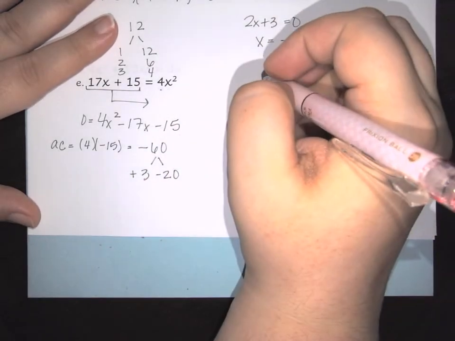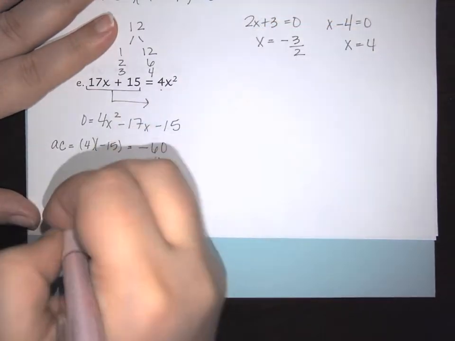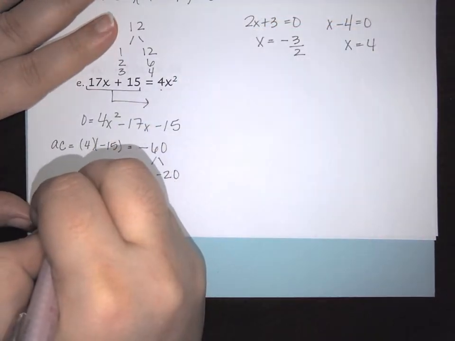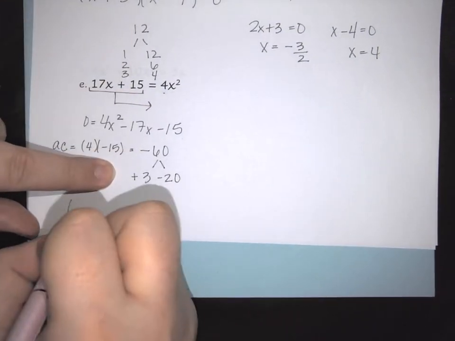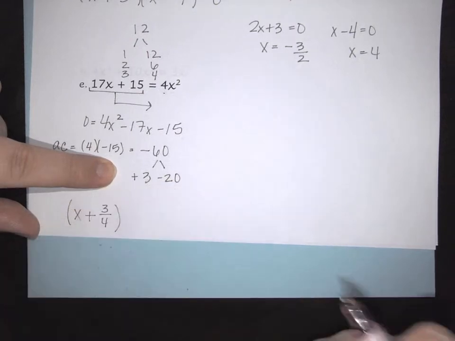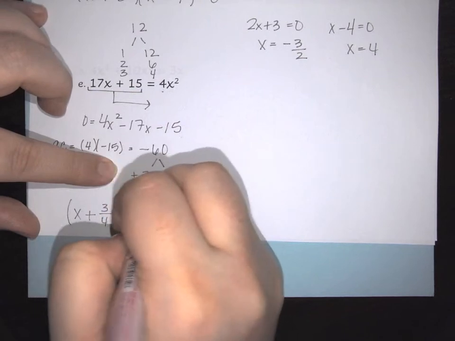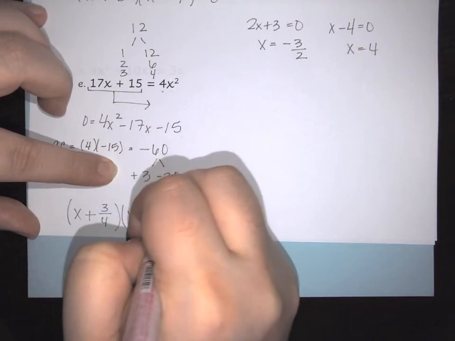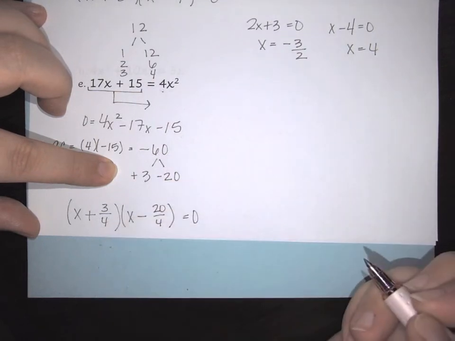Now with this, we have to go ahead and set up our factors. And so here we're going to set it up by saying x. The first one is going to be plus, and I have 3 over 4, so it's your factor over your a term. And then here this is going to be x minus, and you're going to have 20 over 4, so factor over the a term. And this is still set equal to 0.